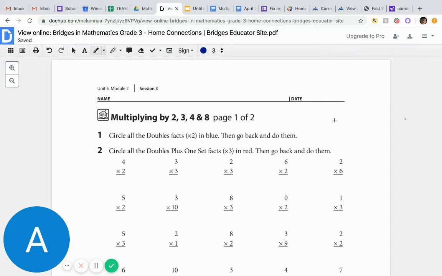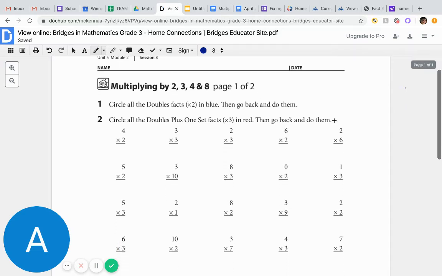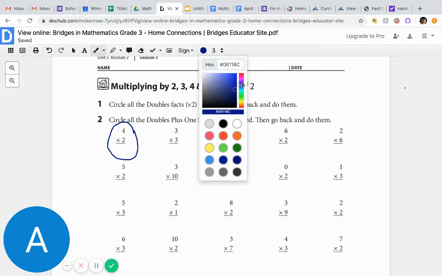So your job is to take a look at these problems, and you're going to want to circle all the doubles facts in blue. Now, if you remember, our doubles facts is going to be one factor multiplied by 2. So I would look at 4 times 2, know that's a doubles fact, and I would go ahead and circle it, leaving enough room for me to solve my problem. So 4 2 times is adding 4 by itself, so 4 plus 4. That's a doubles fact.